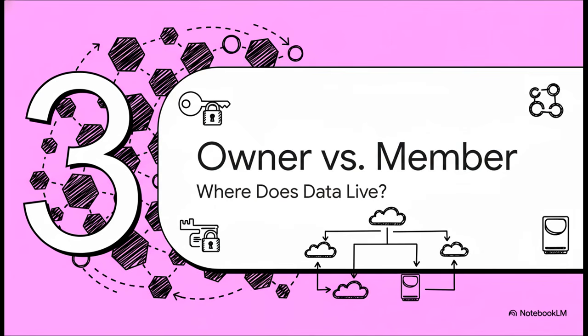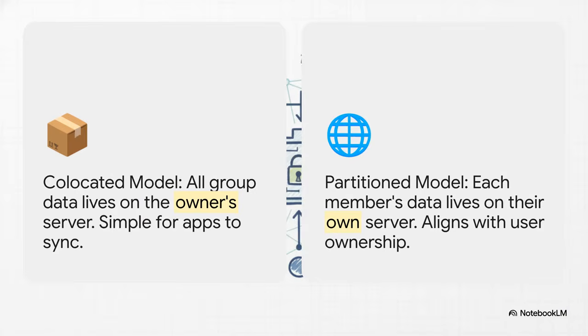And that immediately leads us to the biggest, most important architectural fork in the road. If the data is all spread out, where does it actually live? And who's responsible for it? You've basically got two options. The first is the co-located model. It seems simple, right? The person who creates the group, the owner, just hosts everyone's data on their server. Easy for apps, since they only have to go to one place. The other option is the partitioned model. Here, every single member is responsible for storing their own contributions on their own server.